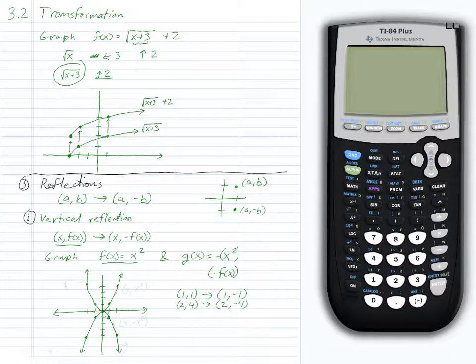So here we can see how the generic point x squared has a counterpart at the same x-coordinate, but the opposite y-coordinate. And so this would be our graph of negative x squared, based off our graph of x squared.